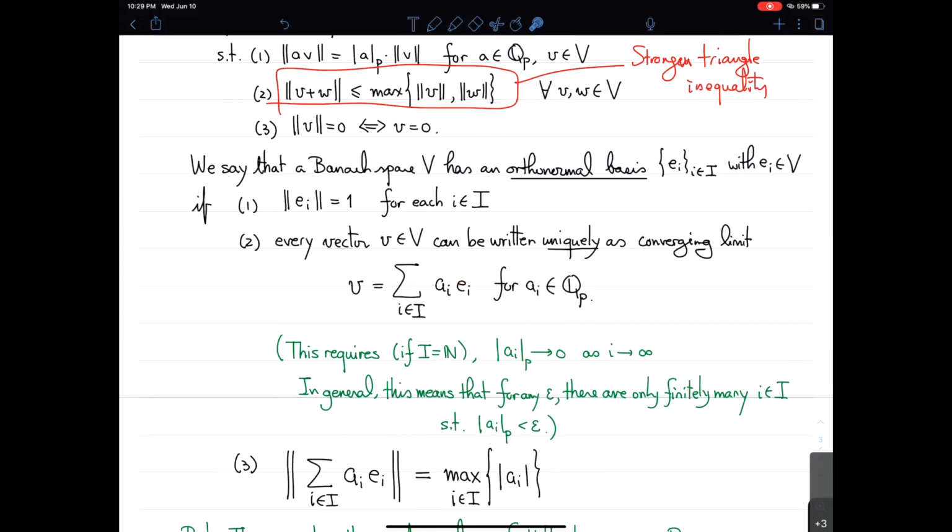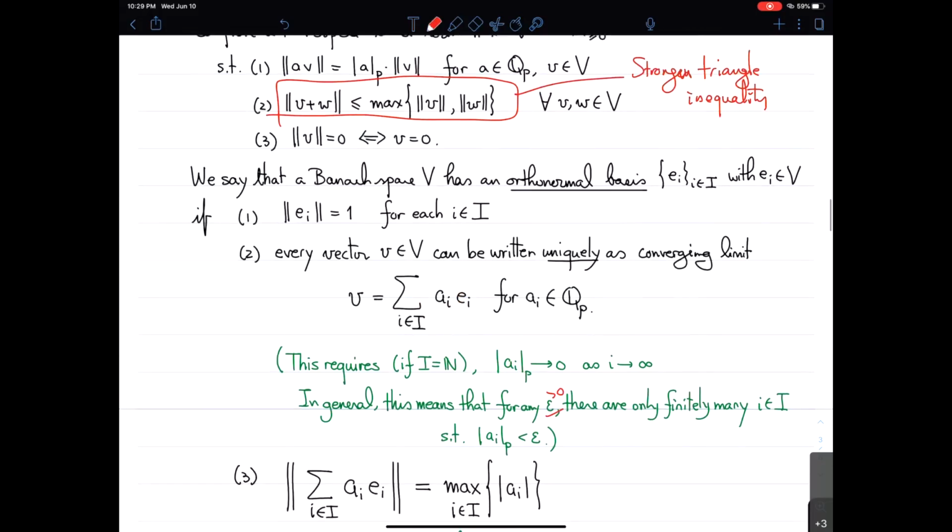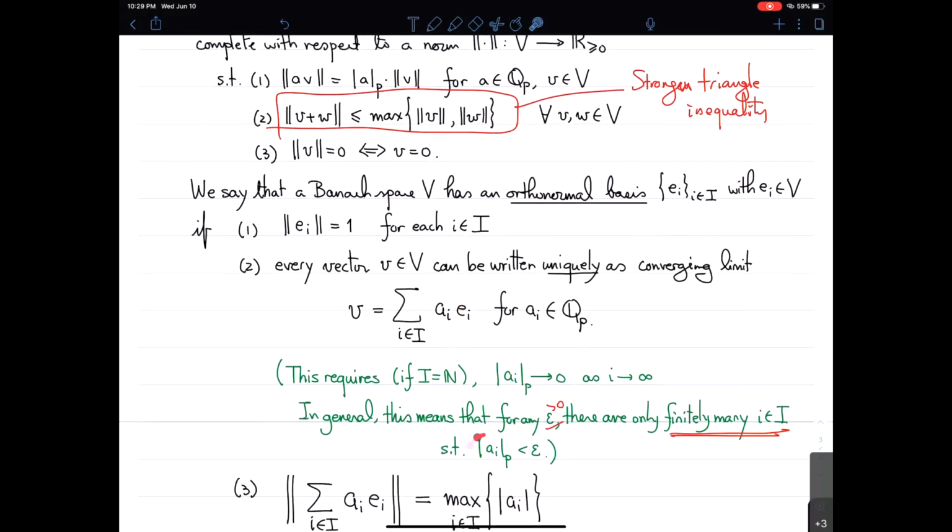Or if you put it another way, in fact, this description works in general. If you fix any epsilon bigger than zero, then there are only finitely many i's such that the norm of a_i is greater than or equal to epsilon. No matter how small the epsilon you fix, there are only finitely many terms where the coefficient is bigger than this epsilon. So if you want to converge up to a small epsilon, you just need to add finitely many terms.